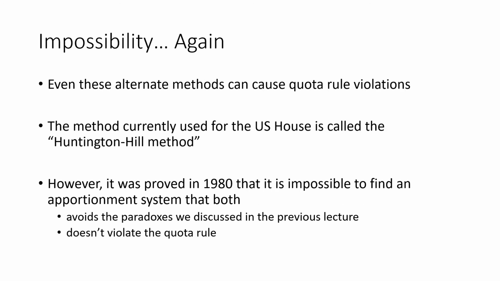But even these alternate methods, Adams's method and Webster's method, can cause the quota rule violations that we saw with Jefferson's method. The method that's currently used for the U.S. House is a little bit more complicated, but it's basically based on these same ideas. It's called the Huntington-Hill Method.